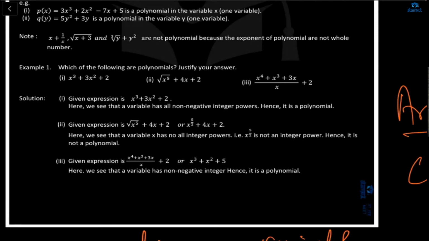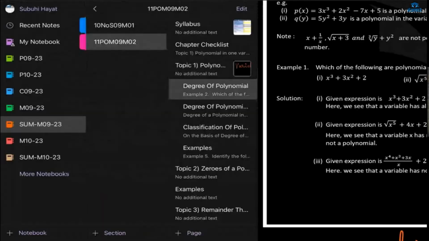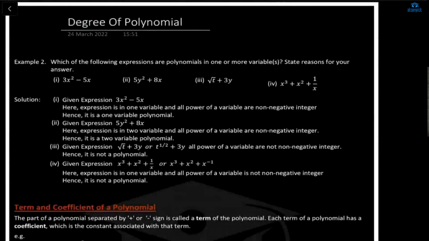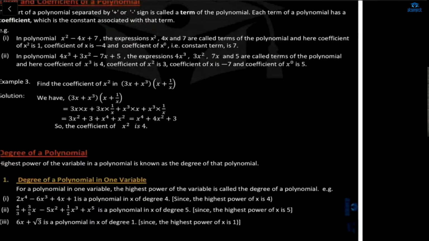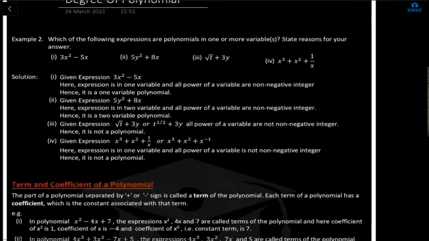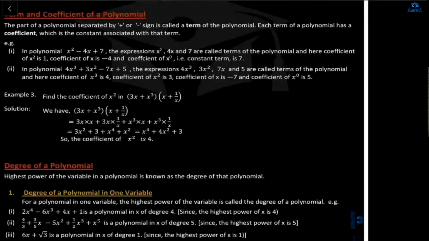Everybody, any doubt about which expression is a polynomial and which is not? Now let's see the degree of a polynomial. But before degree, we'll have one more question and some basic terms: what is a term and what are coefficients in a polynomial. Then we'll come to the degree of the polynomial. A 1 mark question may come asking what is the degree of the given polynomial.